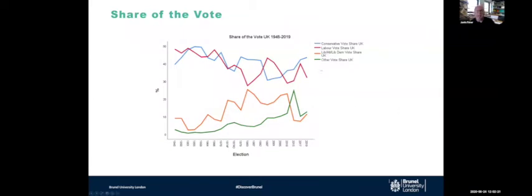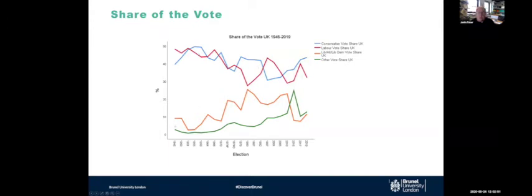So what we have here is the share of the vote across the whole of the UK, that's England, Scotland, Wales and Northern Ireland, over the period from 1945 right through to the election last December. And what you can see here are two broad trends. These top two lines here, the blue and the red lines, those are the Conservative and Labour parties. And as you can see, over time, that's declined.